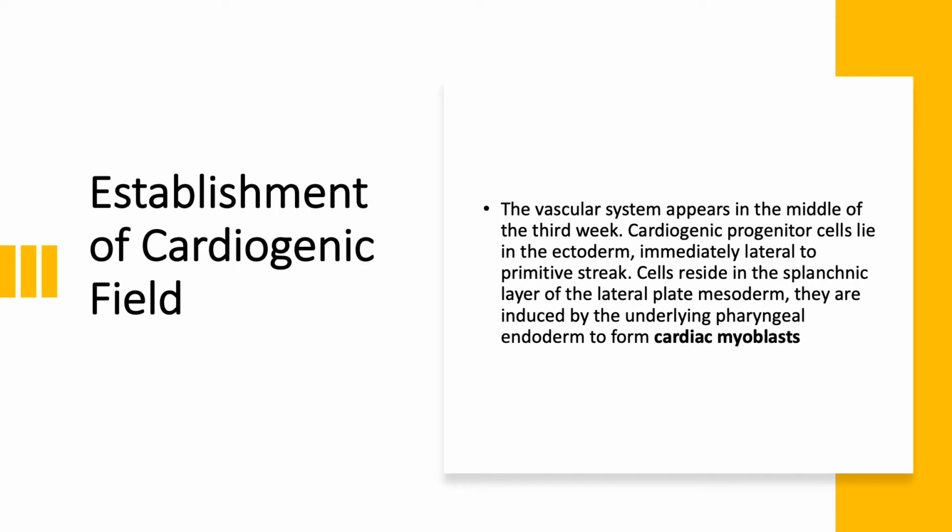The vascular system appears in the middle of the third week. This is the time of development of the cardiovascular system, and it begins with the cardiogenic progenitor cells, which lie in the ectoderm immediately lateral to the primitive streak, and cells reside in the splanchnic layer of the lateral plate mesoderm. They are induced by the underlying pharyngeal endoderm to form cardiac myoblasts.